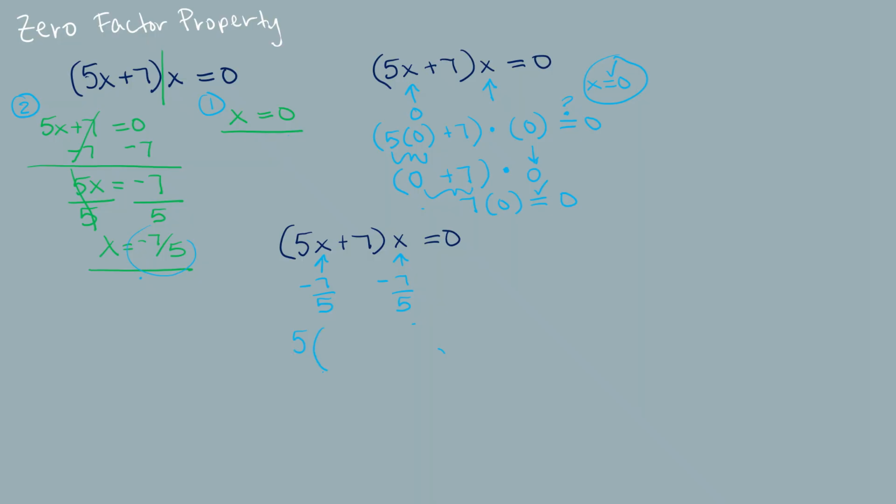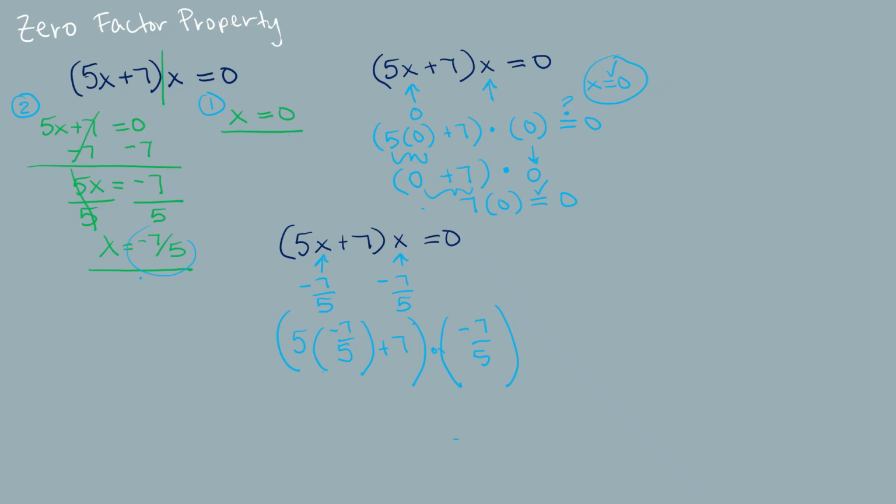So we'll put 5 times negative 7 over 5. This is going to have to shift over, but it's okay right now. Plus 7, right in our big parentheses, multiplied by negative 7 over 5. Okay, and then again, this is just algebra. It's going to look a little messy, but it's okay. Maybe I'll change color.